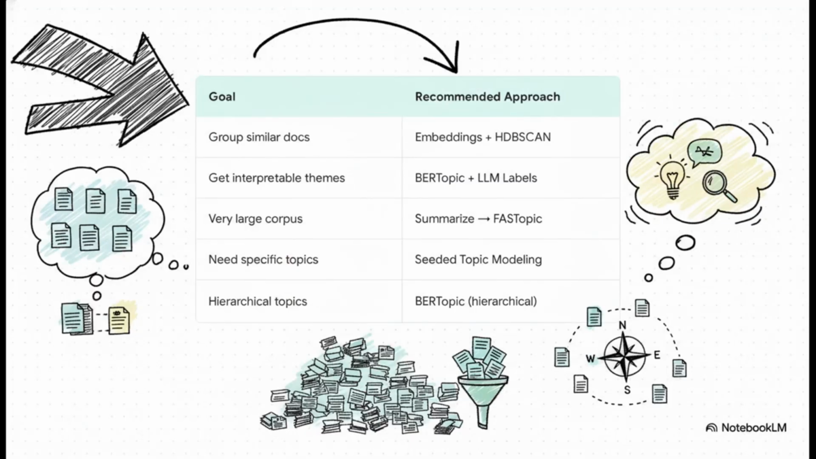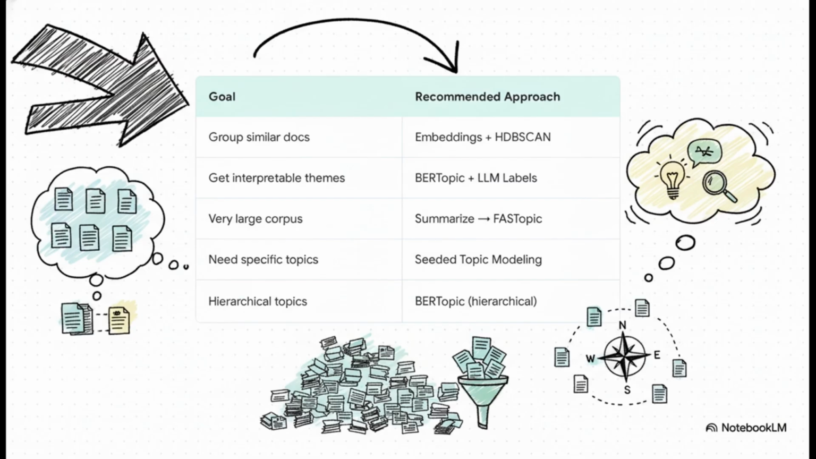So if your goal is just to quickly group similar documents together, you don't even need the whole pipeline. You can just do the first few steps, create the embeddings, maybe simplify them, and then cluster them. Simple, fast, done. But if you need those groups to have clear, interpretable themes and labels, you're going to want the full BERTopic pipeline, especially with that final LLM labeling step. What if you're dealing with a truly massive data set, like over 1 million documents? Well, there are specialized, faster models like BERTopic that are built for that kind of scale.